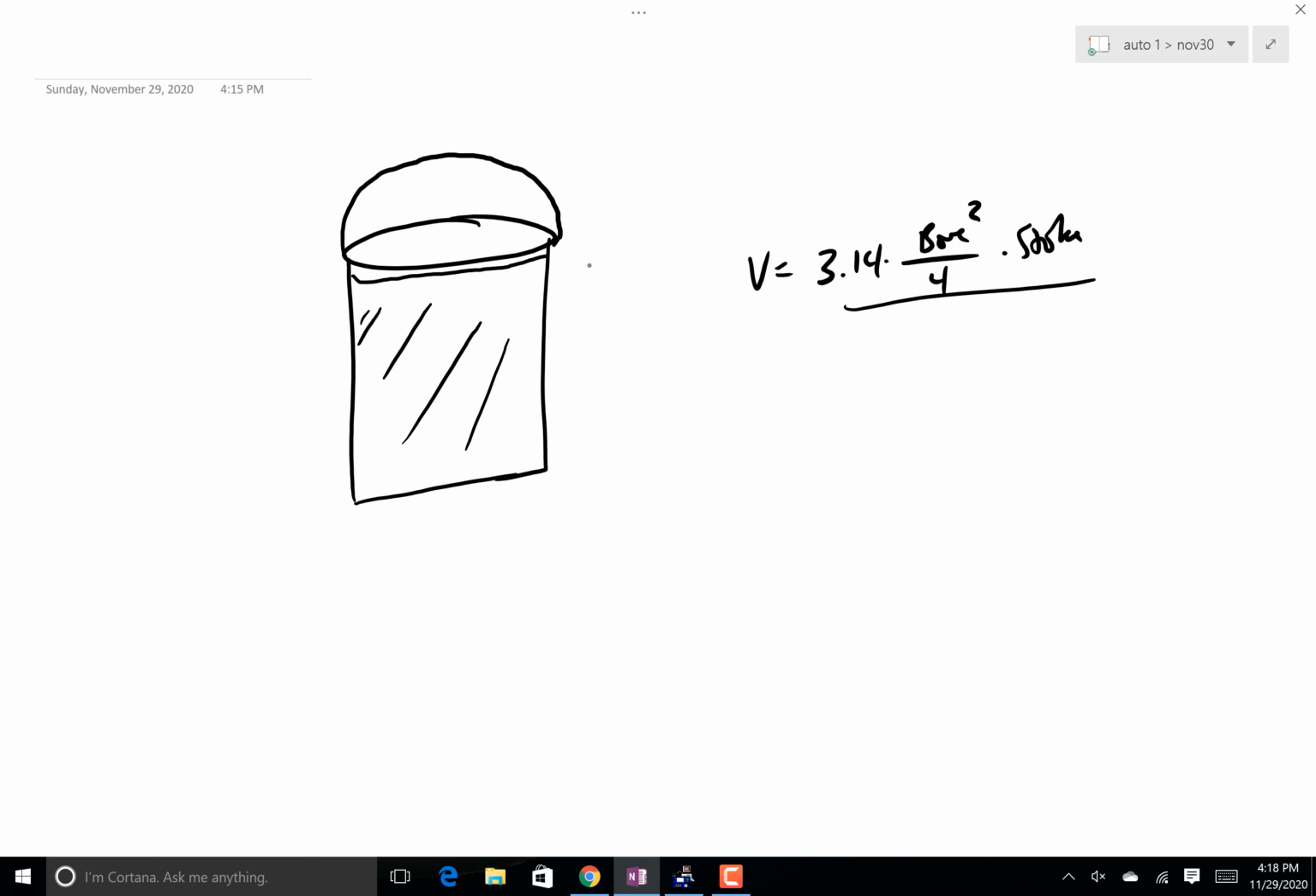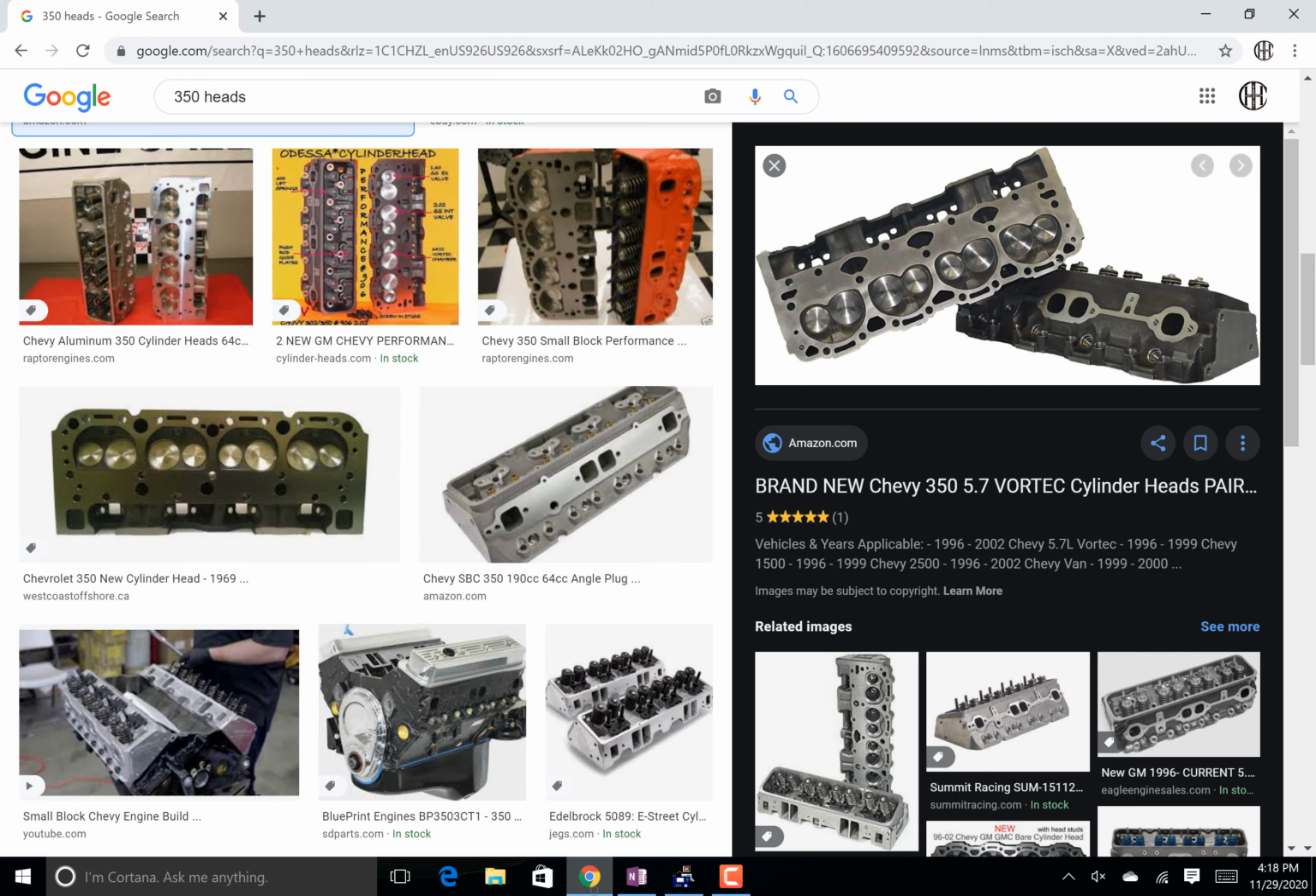If we were in class, I could actually teach that a little better. It's really hard to visualize not in class. Okay? And then one more thing that has to be taken into consideration is that some pistons have what are called dish pistons.